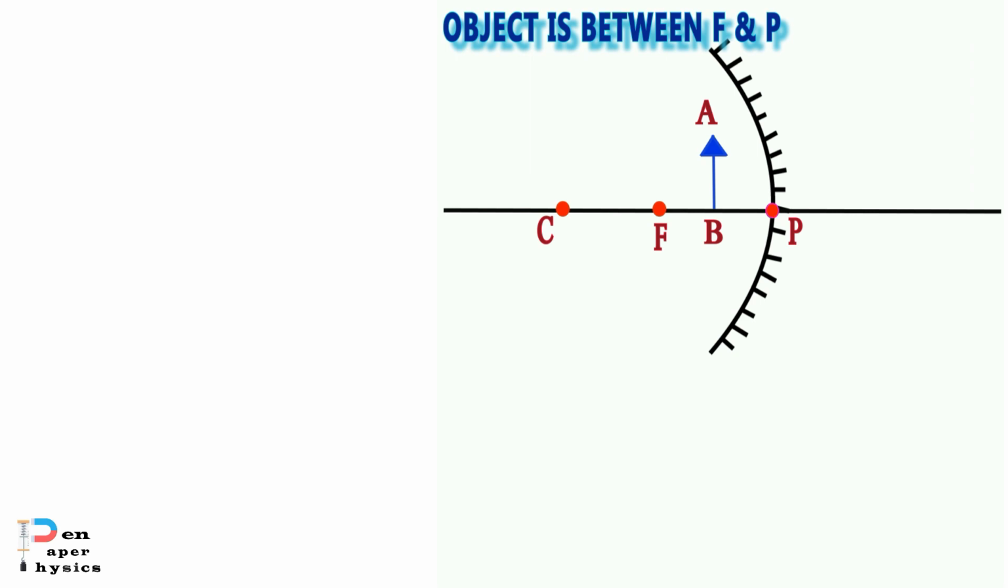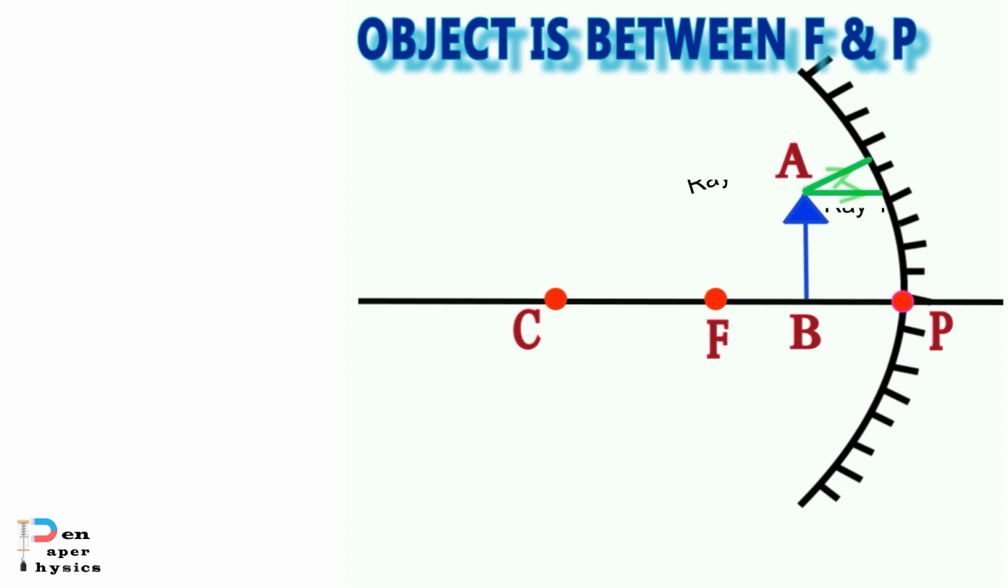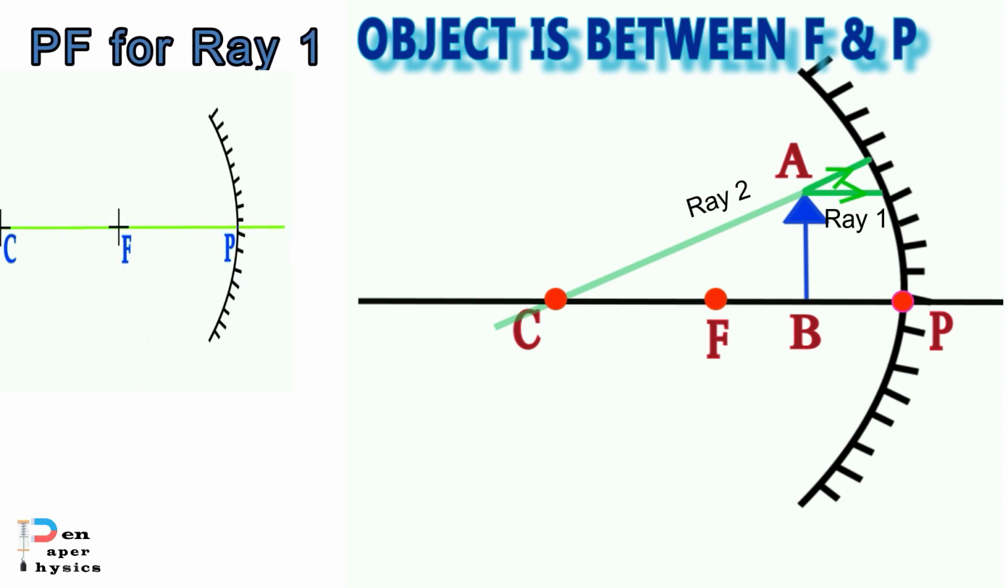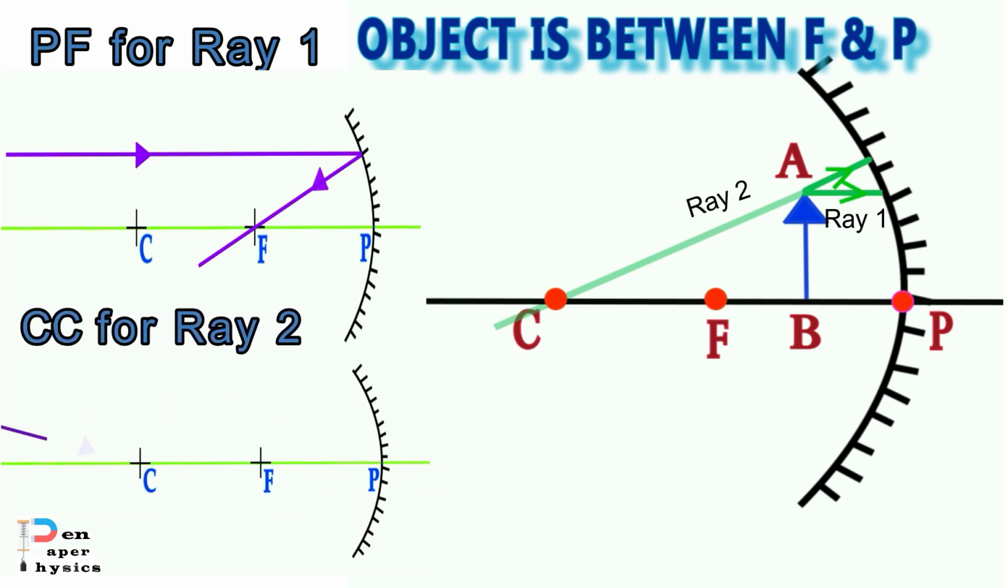Next, and a very important case that we are going to study right now, the object is between F and P. Here also we will draw two rays, a ray parallel to principal axis and a ray passing through C. For ray 1, we will follow PF rule, parallel to principal axis, pass through focus after reflection, and for ray 2, we will follow CC rule. A ray passing through center of curvature will retrace its path. So let us complete the ray diagram.